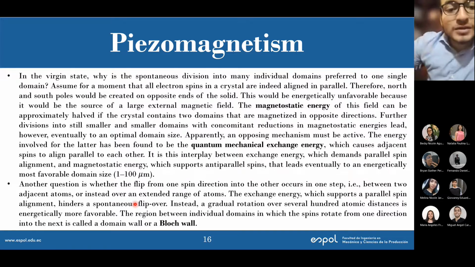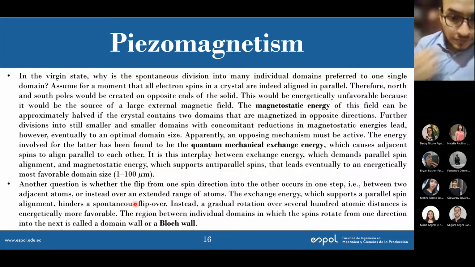So it doesn't happen from atom to atom. It's not that one atom is aligned, let's say, upwards, and then the adjacent atom is aligned downwards. That doesn't happen. Actually, that rotation or flip from one direction to the other happens gradually over 100 atomic distances. Obviously it's more energetically favorable, right? You will consume less energy rotating slightly until you end up in the other direction, rather than changing suddenly from one direction to the other.